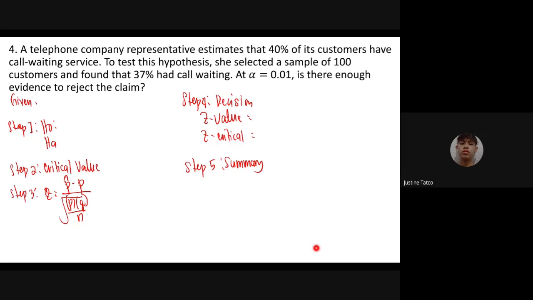Yes, Justin. Sir, paano yung pagkasunod ng computation, sir? Ano pagkakasunod-sunod? Yung computation po. Step 3. Opo. I-compute it as if diretso siya. Huwag pa isa-isa. Salamat po.